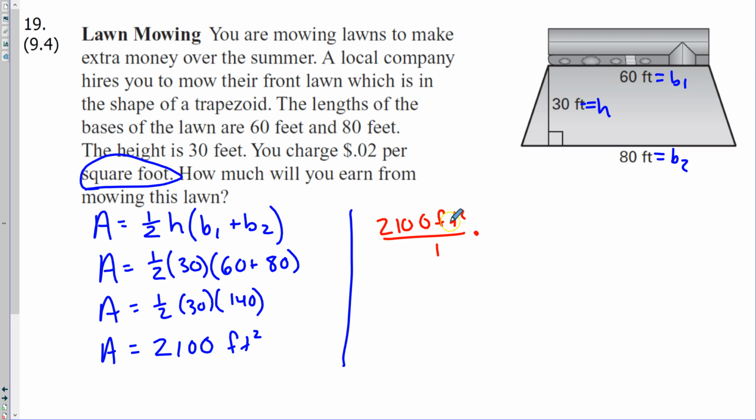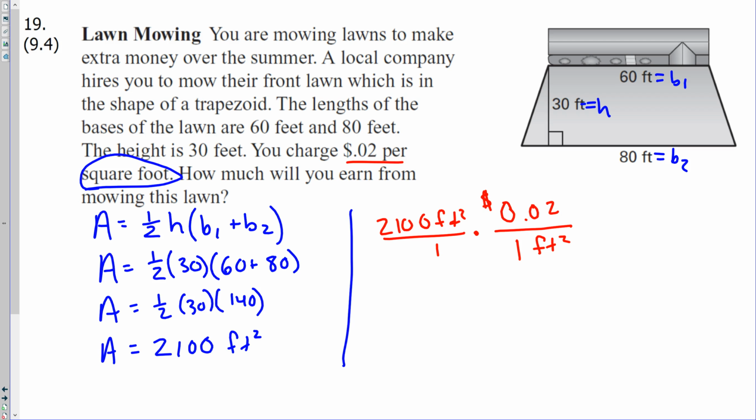So this is an instance, since you want to change feet into dollars, you can use dimensional analysis. So I'm going to write my area as a value over 1, just so it's a fraction. And then my rate is 2 cents per square foot. So 1 square foot is equivalent to 2 cents in our wage.